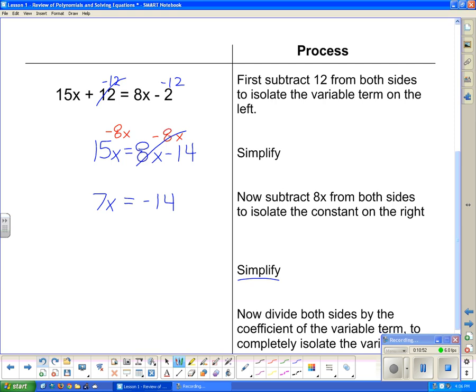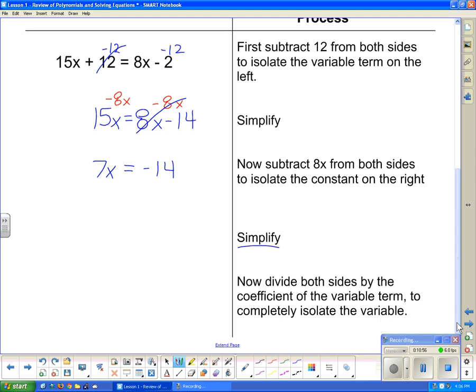To figure out what 1x is, if you take a look at the process down here, it says, now divide both sides by the coefficient of the variable term to completely isolate the variable. So we're going to divide both sides by 7, and the final answer is x equals negative 2.